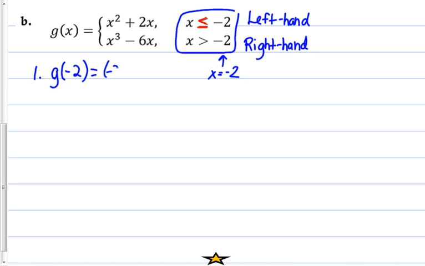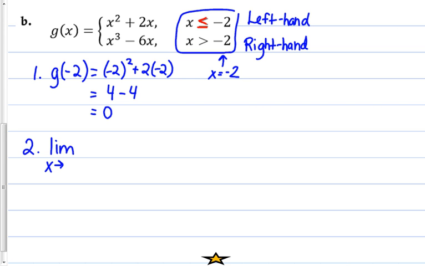So negative 2 squared plus 2 times negative 2. And let's see, what do I get? Negative 2 squared, that's 4, plus 2 times negative 2, which is a minus 4. So I get 0. Okay, part 2 is that the limit must exist.